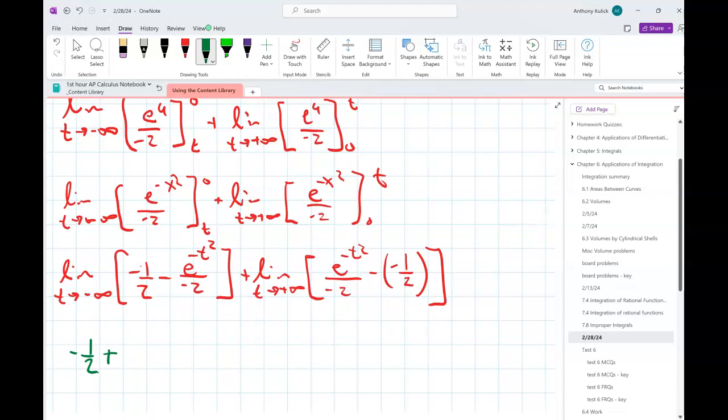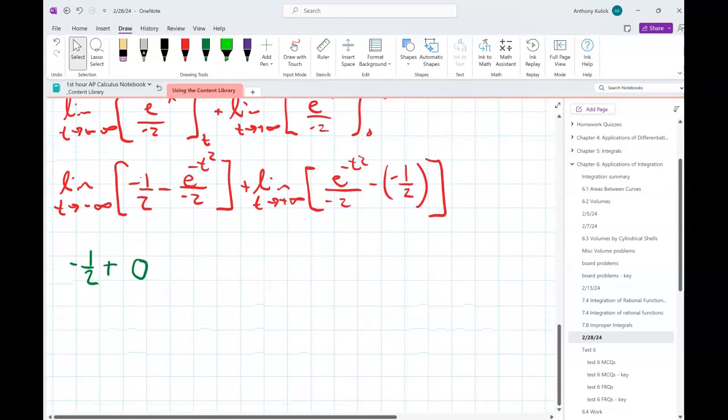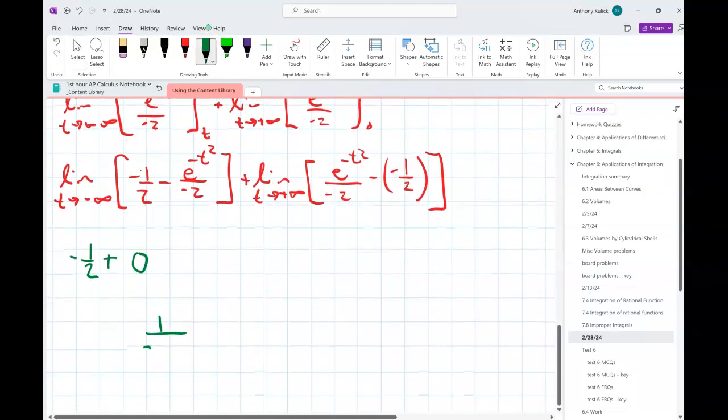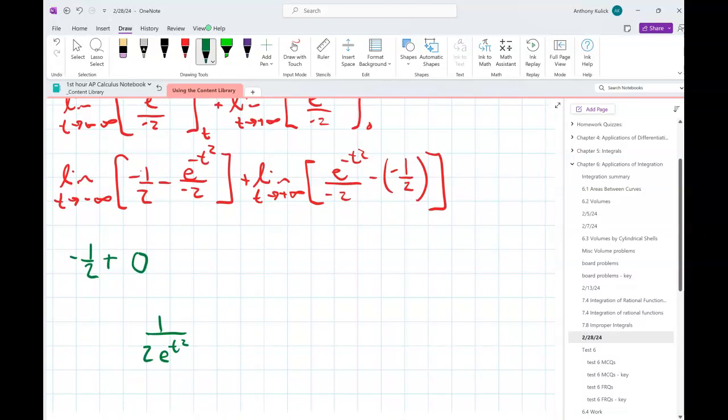What's the limit as t approaches negative infinity of e to the negative t squared? 0. Good. That is 0. Because really you can think about that as 1 over e to the t squared. And if we're going to negative infinity, negative infinity squared is going to be a positive, huge number. 1 over positive huge is 0. Everybody's okay there? Okay.